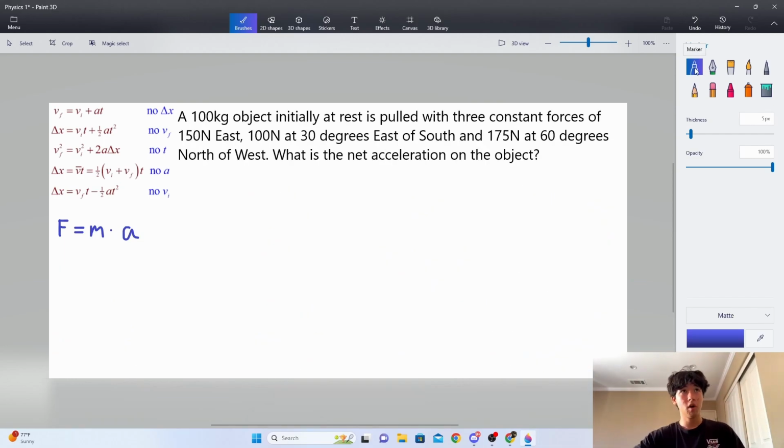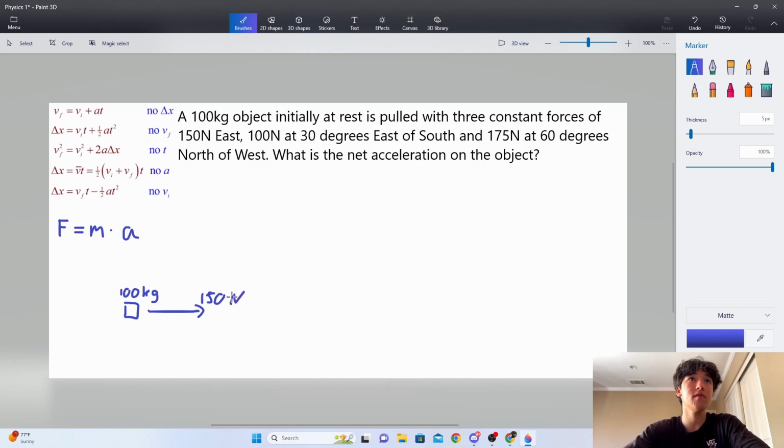All right, so a 100 kilogram object initially at rest is pulled with 3 constant forces of 150 newtons east. So this automatically is calling for a diagram. So let's draw it right here. This is 100 kilograms. And we're going 150 newtons to the east, 100 newtons at 30 degrees east of south.